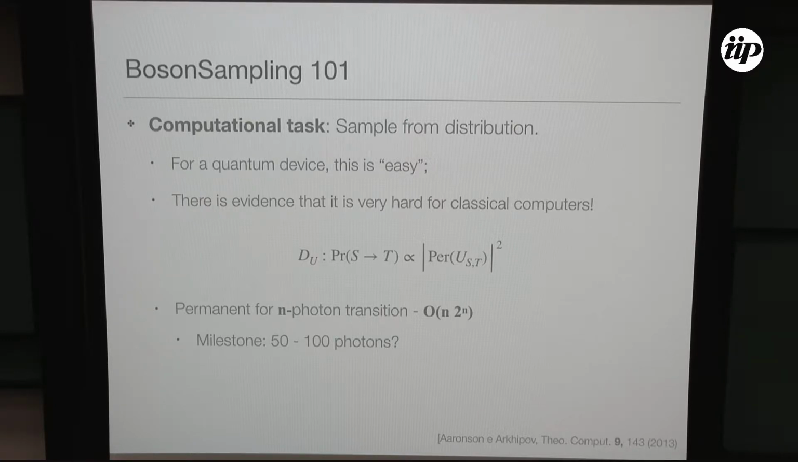And the computational task of boson sampling is to sample from this distribution, okay? So to produce a single sample from the distribution that is predicted by quantum mechanics. Now, for a quantum device, this is easy. And you notice the scare quotes around easy. I am a theorist, not an experimentalist, and I don't want them to hate me. So it's not actually easy.